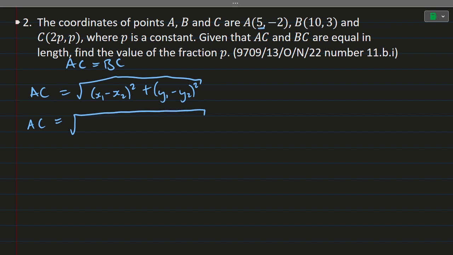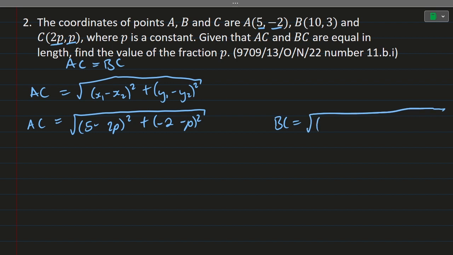So in this case, AC is equal to the square root of 5 minus 2p squared plus y1 being 2 minus p squared. And then we also need BC. We'll use the same formula since it's also length. B is 10 minus 2p squared plus 3 minus p squared.